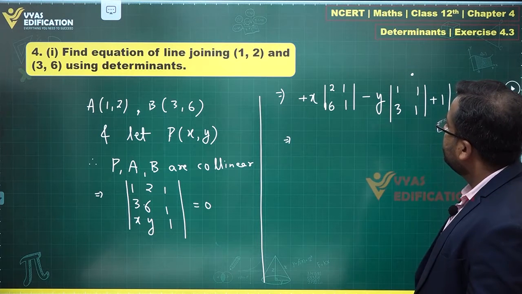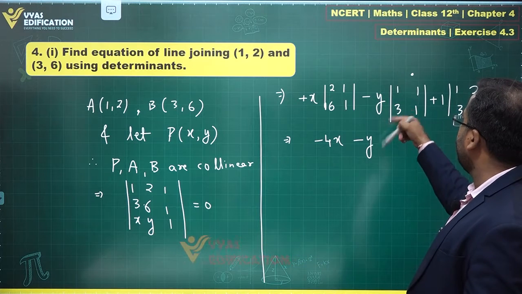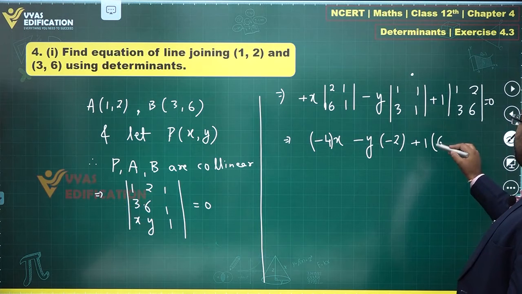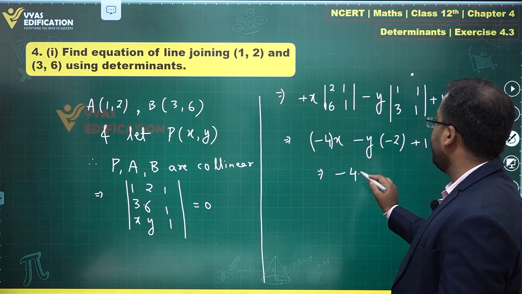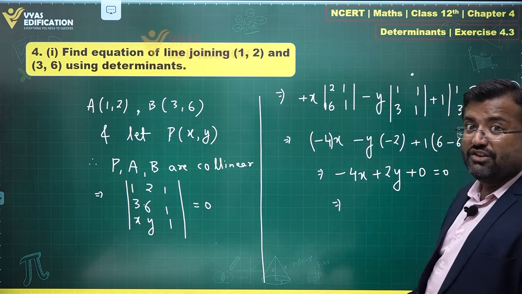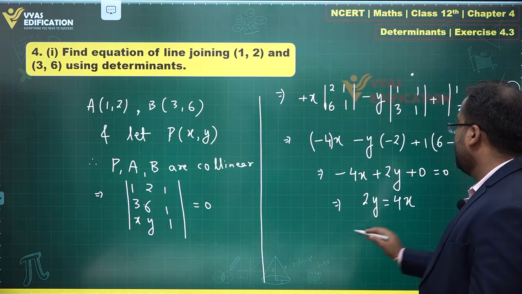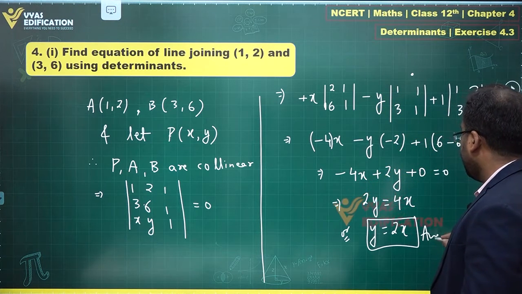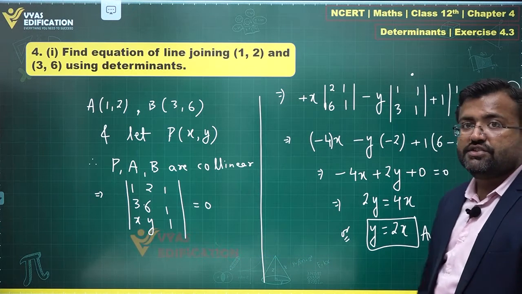What is that equal to? Let's observe, this is 2 minus 6, which is minus 4x. Then you have a minus y, 1 minus 3, which is minus 2. Okay. And you have a plus 1, 6 minus 6 equals 0. This is what I'm getting, right? What does that give me? This is minus 4x plus 2y plus 0 equals 0. Or you can say that this 4x will go that side, 2y equals 4x, or y equals 2 times x is the required equation of line joining these 2 points, 1, 2 and 3, 6. This is a line y is equal to 2x.